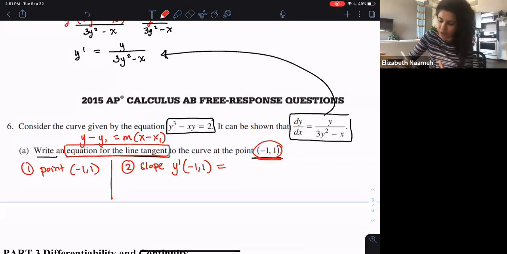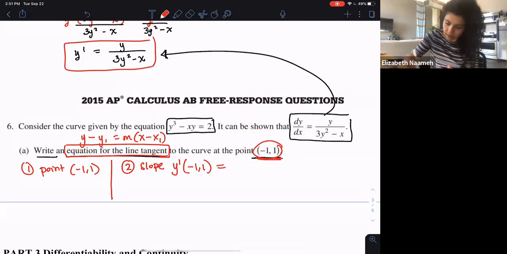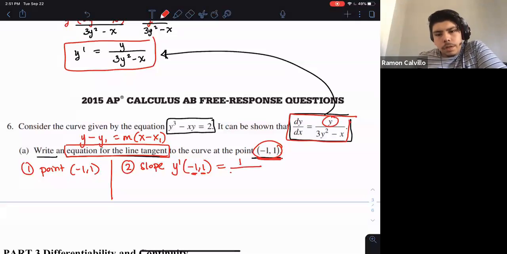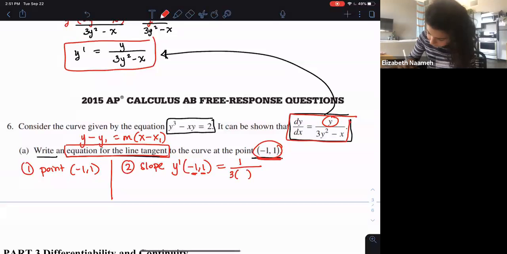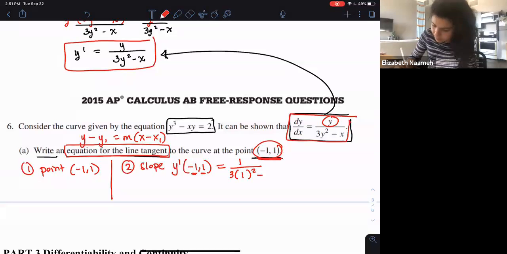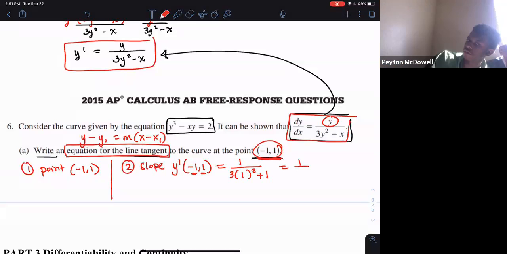Hey, didn't we just find y prime up here? And it's given right here. So we need to plug in negative 1 for our x's and positive 1 for our y's. So on top I have y, so I'm writing 1 over 3 times 1 squared, minus, now I want the x, negative 1. So plus 1, minus negative 1. Let's finish. 1 over, is that 3 plus 1, which is 1 over 4. Okay, we found the slope.